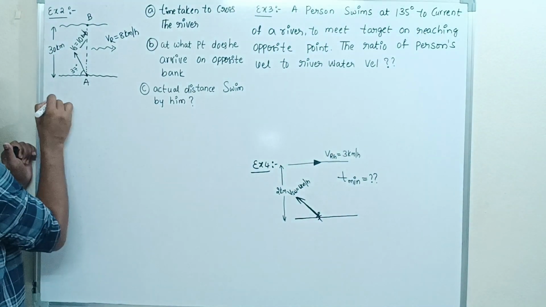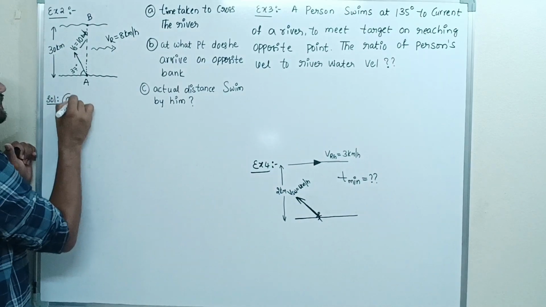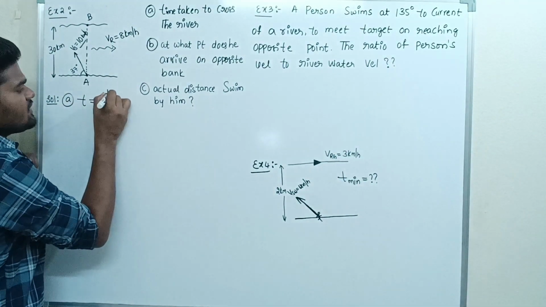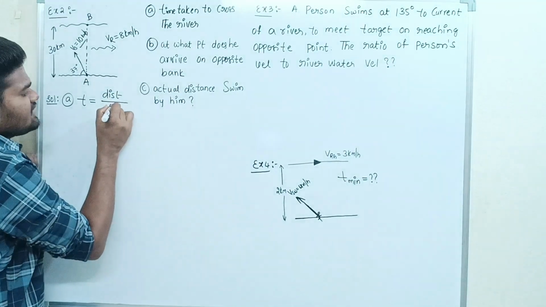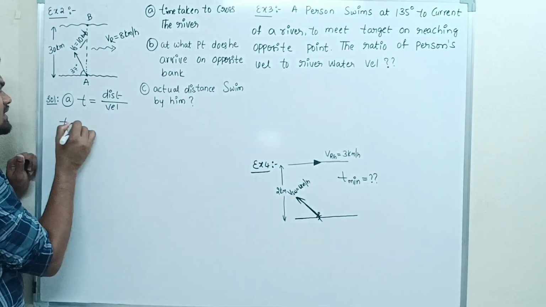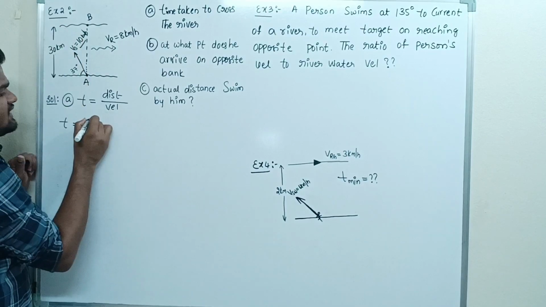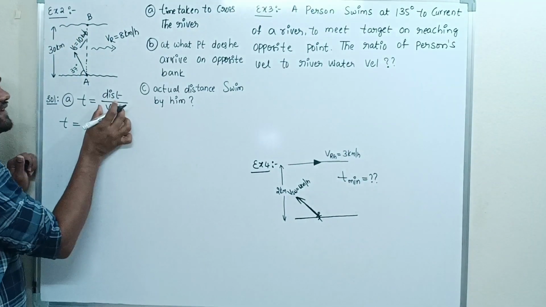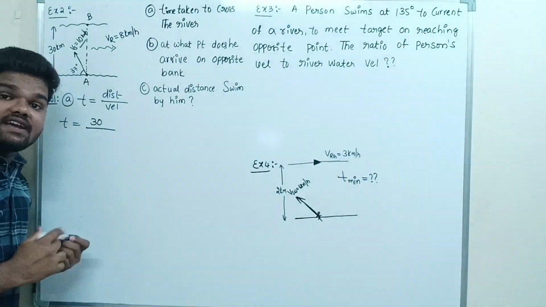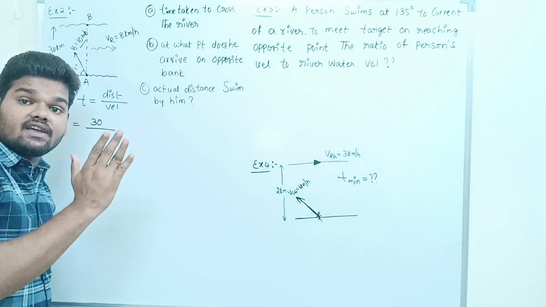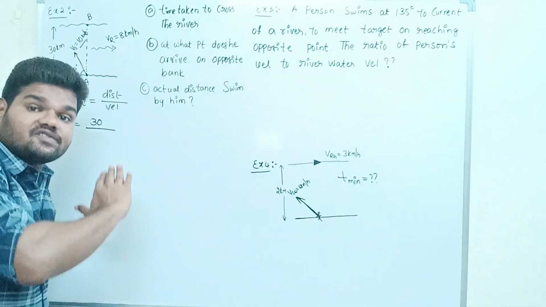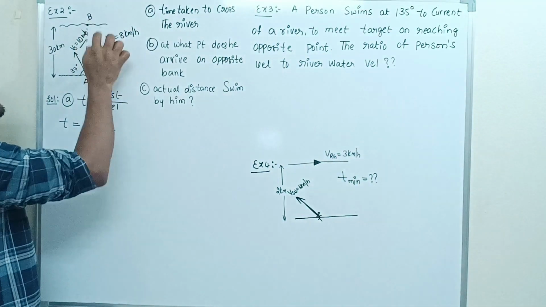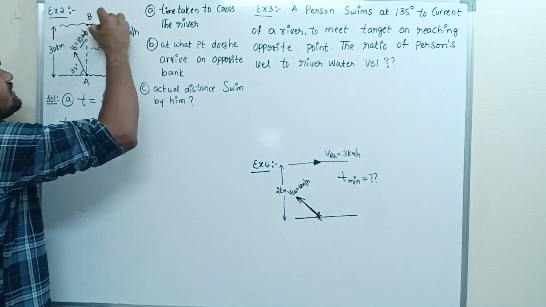So solution A. What we have to find? Time taken to cross the river. In general, time is nothing but distance by velocity. Then time t equals, what is the distance here? Distance is nothing but the width of the river. So that is 30 kilometers divided by velocity. Which velocity component do we have to take? We have to take the velocity component of the swimmer that is perpendicular to the velocity of the river.